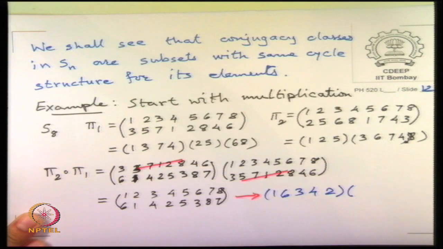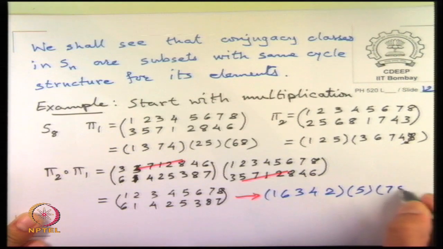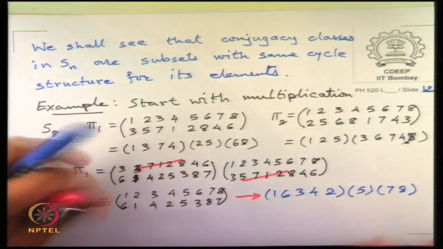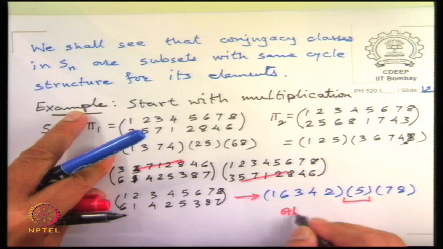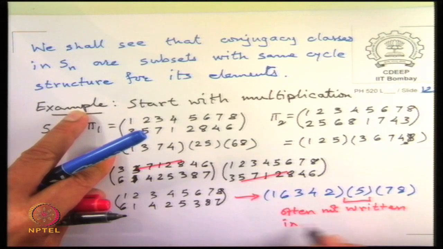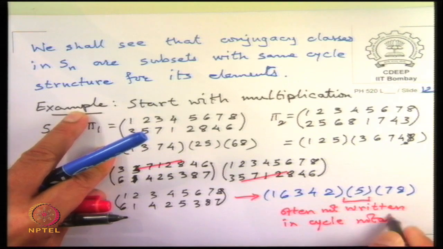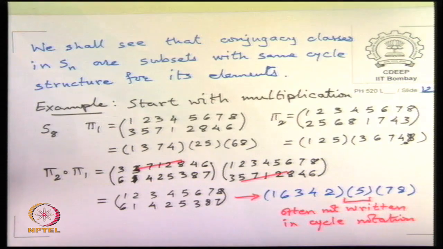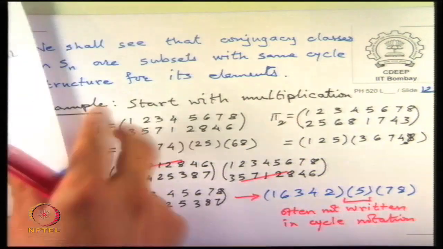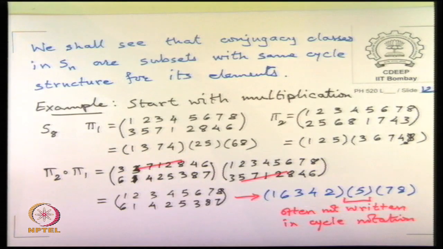So that is one cycle, and now 1 2 3 4 have been exhausted, so 5 remains 5, then 6 is already used up and 7 and 8 get exchanged. Sometimes in cycle notation this 5 is not written. What is not being changed is often not written in cycle notation. So they will write only the non trivial cycles; whatever is not in the list of cycles is not changing. That's all it means.